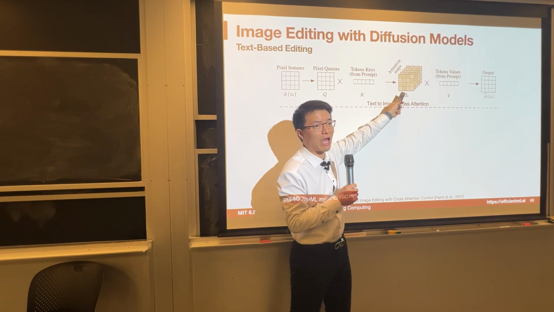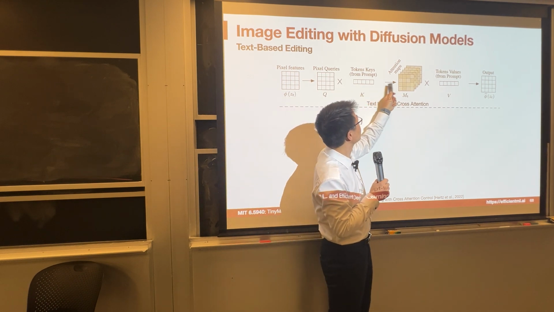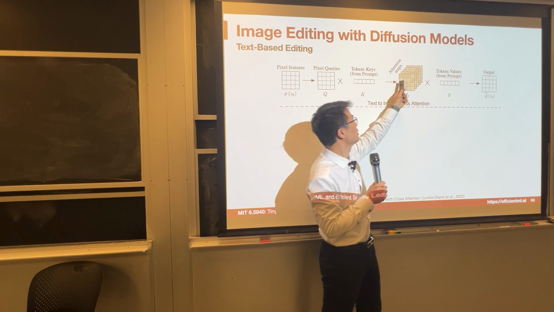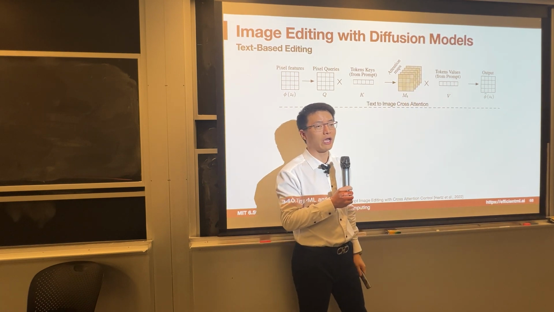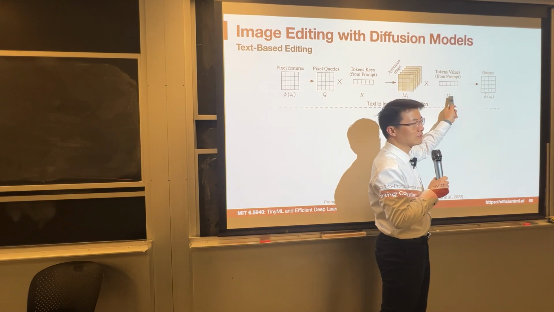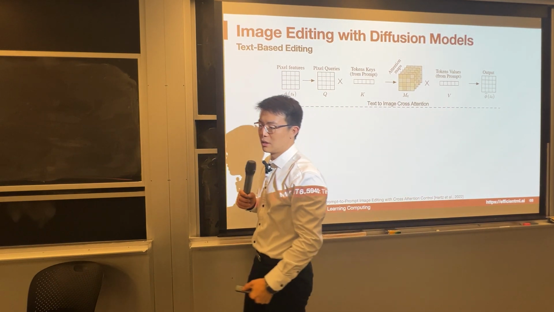And you get an attention map. For each query, you get an attention map. So here, since you have 5 text prompt tokens, you get 5 channels in the attention map. You multiply by the V. V is from the text, and then you get a target output.